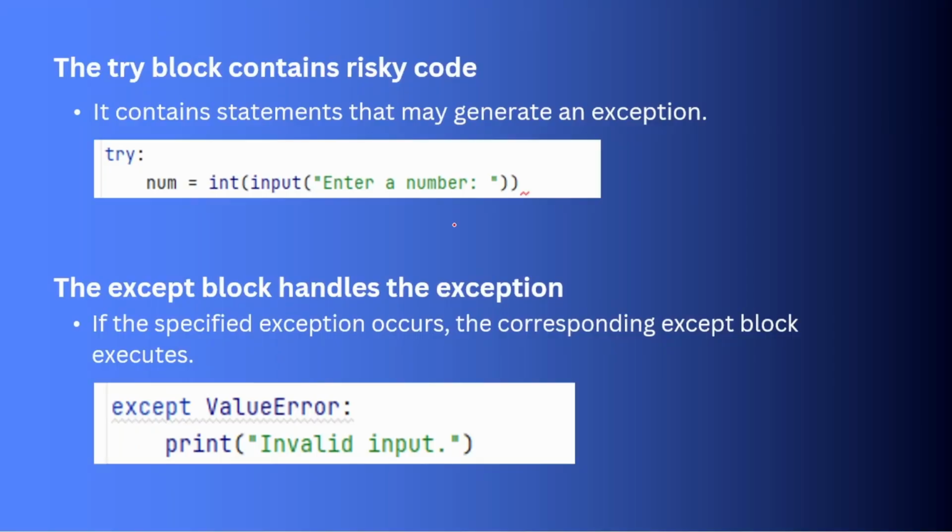Okay, let us just summarize whatever we have read till now. Here it says try block contains risky code. So it contains statements that may generate an exception. All the code where there are chances that errors might occur is put inside the try block. Then we say except block handles the exception. Inside the except block, we give the exception type and the statement that we want to be executed. The except block handles that exception. If the specified exception occurs, the corresponding except block executes.